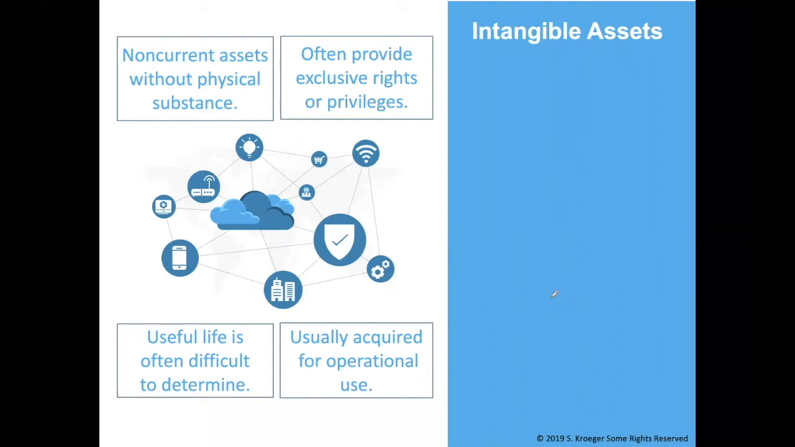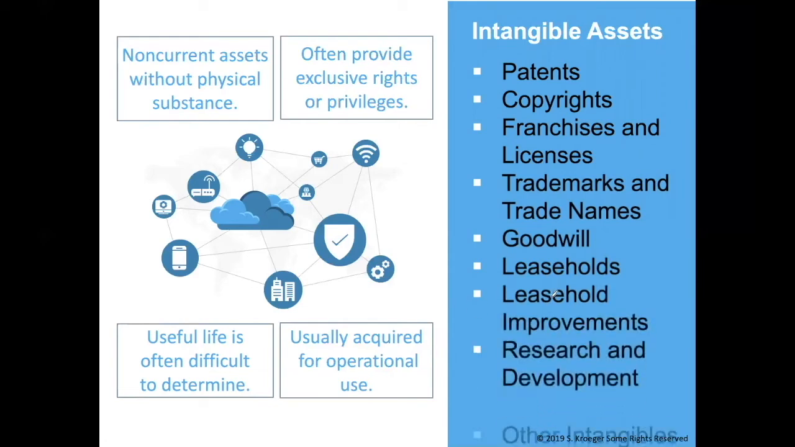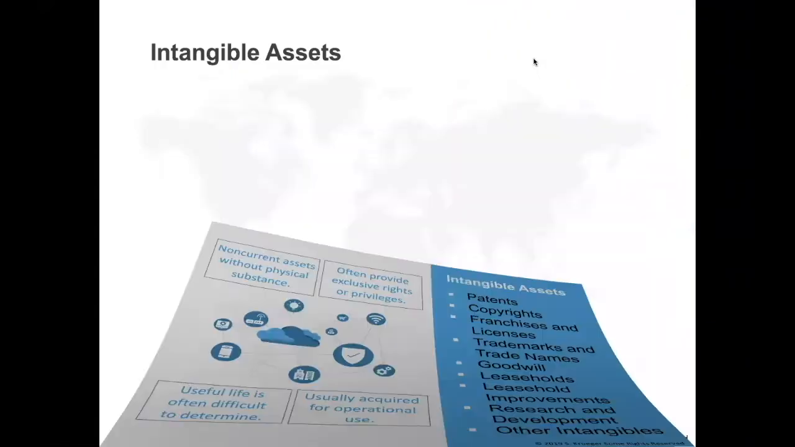Here are some examples of intangible assets. We're not going to be going over all of them. We're going to go over maybe around half of them. We have patents, copyrights, franchises, licenses, trademarks, trade names, goodwill, leaseholds, leasehold improvements, research and development, and there's plenty of other ones as well. For instance, customer list is another popular one. We're going to go over a few of these individually next.